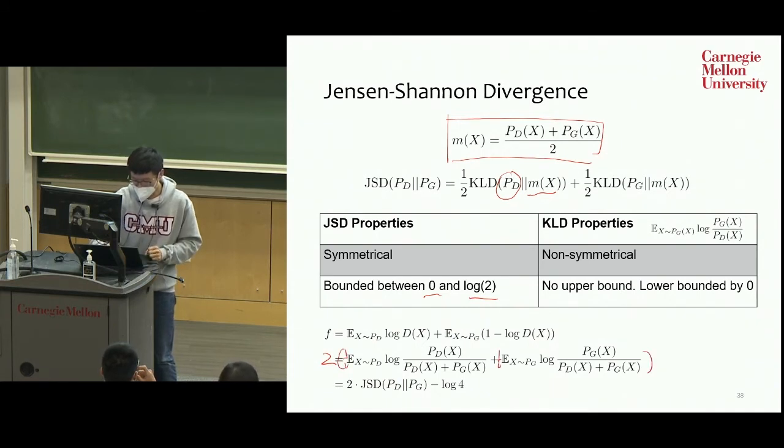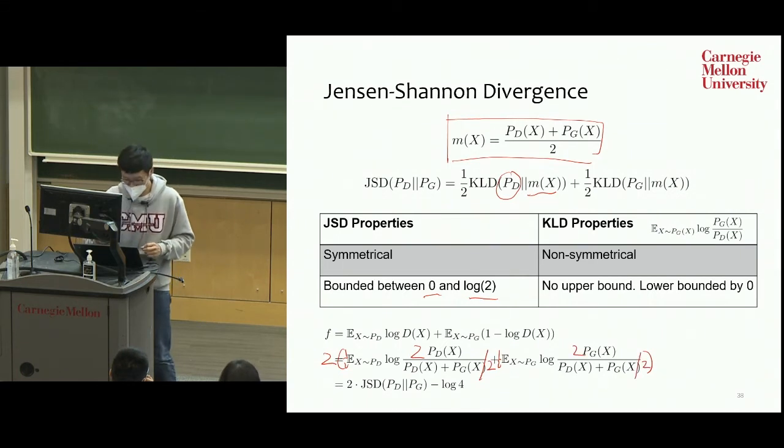To match the KL divergence, whose formula is over here, I essentially need to replace PDX with my MX, which means I will have an extra factor of 2 in the numerator. That means I also have to divide by 2 outside. And by the logarithmic rule, you can pull out the division into minus log 2. So then you will get 2 times the JSD minus 2 times log 2.